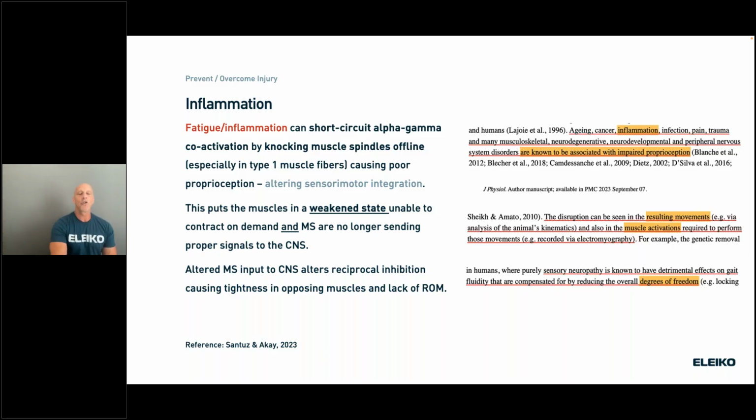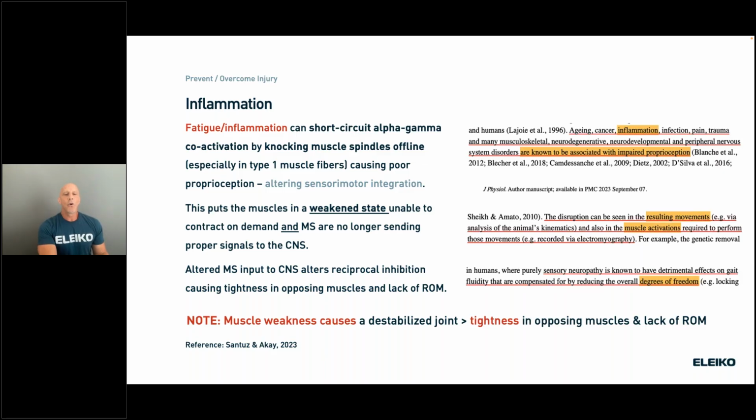We don't have the range of motion because inflammation has knocked the spindle offline, altering proprioception, altering information to the brain. Sensory motor integration is no longer working because we have a bad input, so we're going to have a bad output, which means we've altered reciprocal inhibition. We no longer can get things to turn on and turn off properly. So we have tightness.